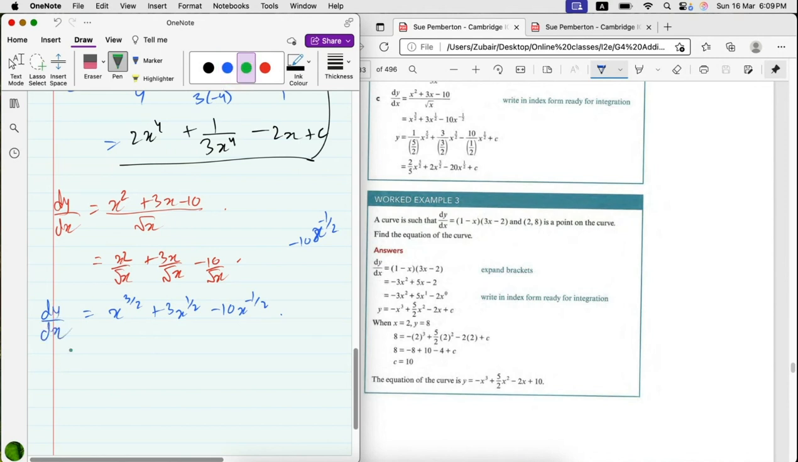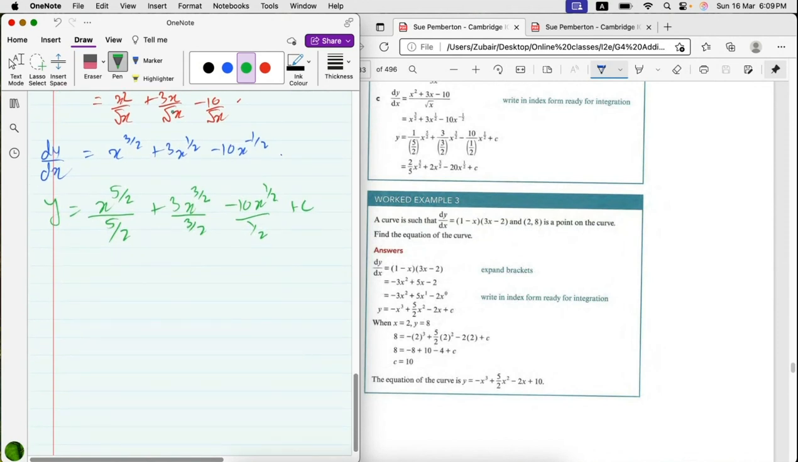And now we are integrating. The equation will become, what was our rule? Add 1 to the power and then divide by the new power. So when we add 1 to the power, 3 by 2 becomes 5 by 2, and we divide by 5 by 2, plus 3 x to the power 3 by 2 divided by 3 by 2, minus 10 x to the power 1 by 2 divided by 1 by 2, plus c.